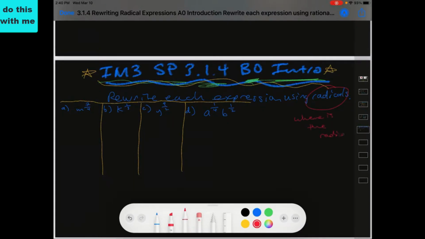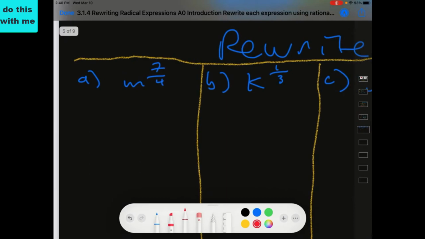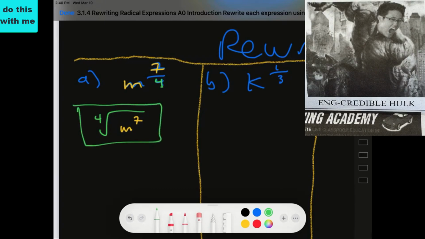Well, if you look at my 4 examples here, we don't have a radical, so we have to kind of put it back there. Zoom in here. So remember here, m to the 7th, and then I put my index, that 4 becomes your root or your index. And so this would be my answer. And notice now we do have a radical.